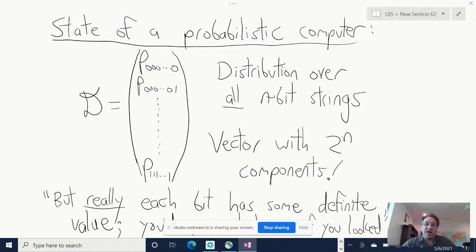Okay, but we can consider a computer that has access to some true random numbers. And again, a computer that has n bits in its memory.